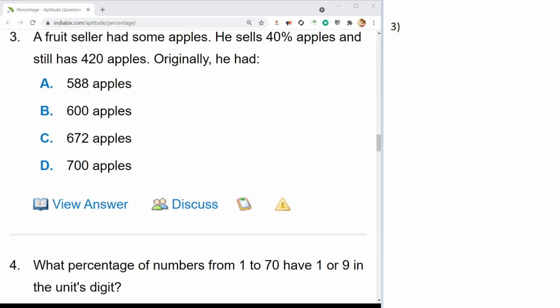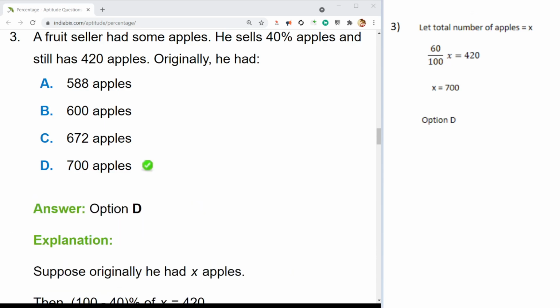A fruit seller had some apples. He sells 40% of apples and still has 420 apples. Originally he had how much? Let us assume total number of apples initially he had is x. Then he sells 40% of apples, that means after selling he has 60% of the apples. That value is 420. So 60% of apples, 60 by 100 into total x equals 420. If you simplify this, we get x is equal to 700. That is option D. Option D is correct.